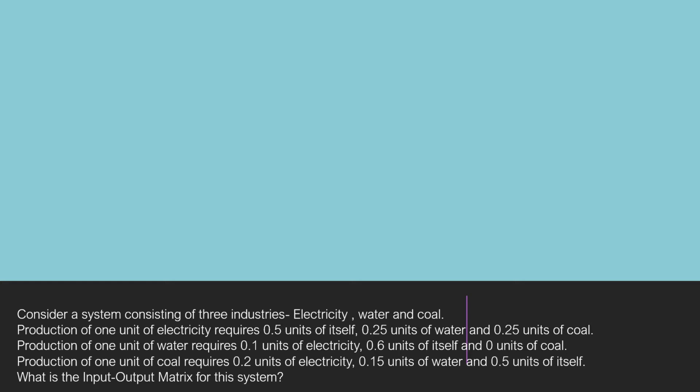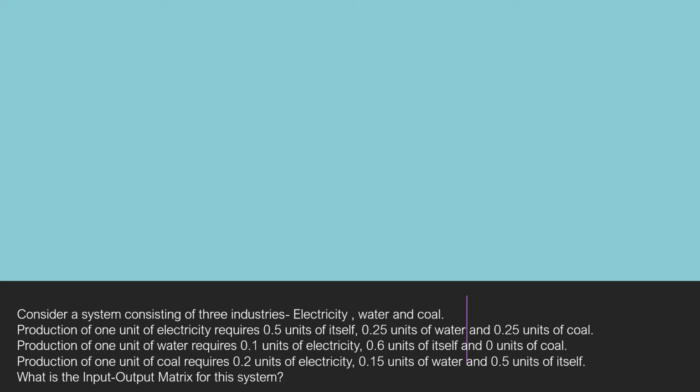The same way, the production of 1 unit of water requires 0.1 units of electricity, 0.6 units of itself, and 0 units of coal. The production of 1 unit of coal requires 0.2 units of electricity, 0.15 units of water, and 0.5 units of itself. Now we are asked to find the input-output matrix for the system.